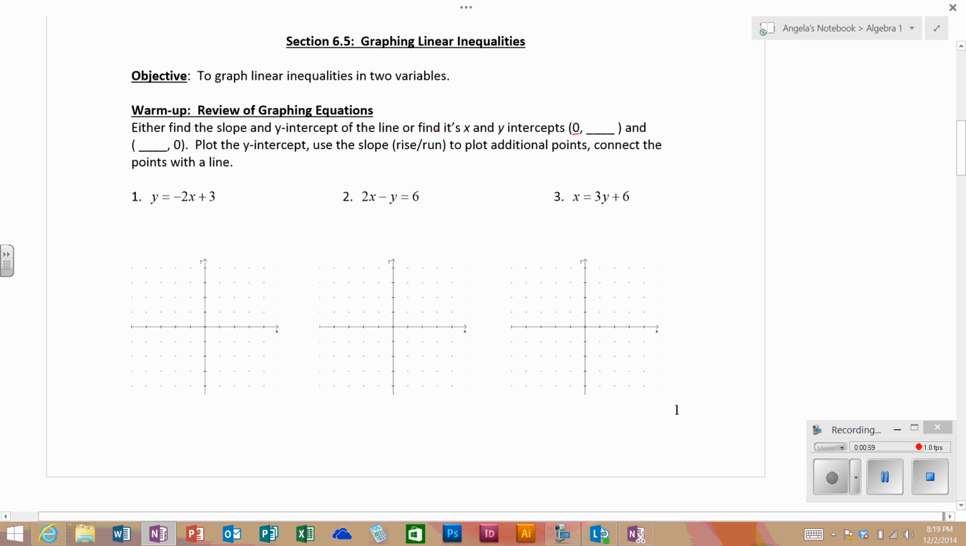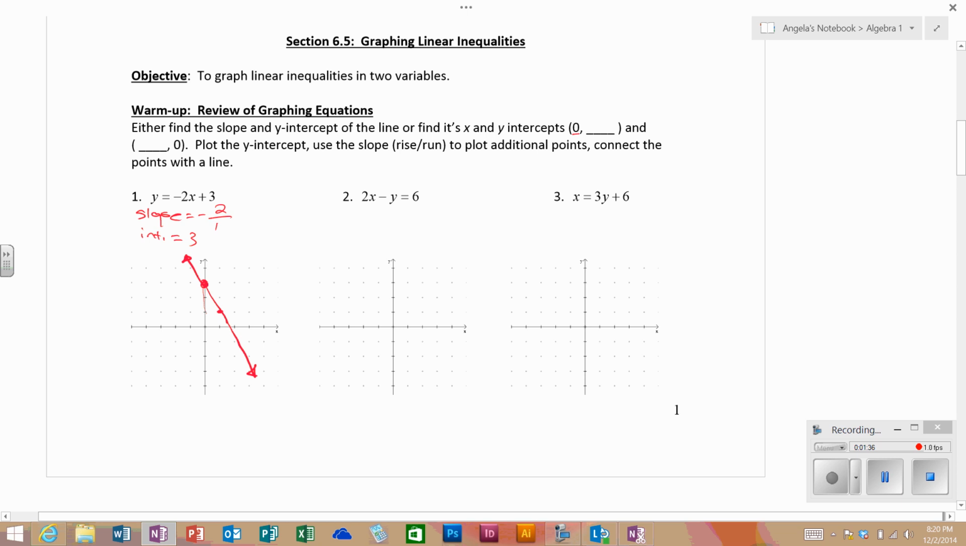So let's try the first one. Well, the first one's already in y equals mx plus b. So that means that the slope is -2, or you could put it over 1, and the y-intercept is 3. So to plot this, I'm going to go up to 3. I'm going to use the 2 as my rise. I'm going to go down 2 because it's negative, and to the right 1. So I could connect those. And that's how I'd graph that one.